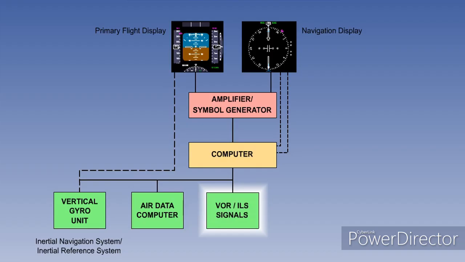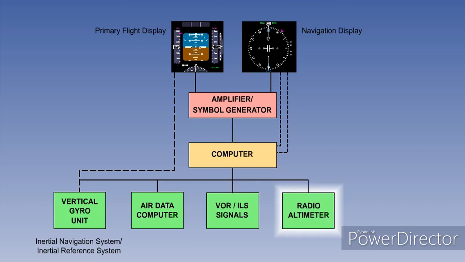The flight director system also requires inputs from the VOR ILS systems to enable it to display the aeroplane's position in relation to these navigation aids. The flight director also needs to know the aeroplane's height above ground, and therefore has an input from the radio altimeter.